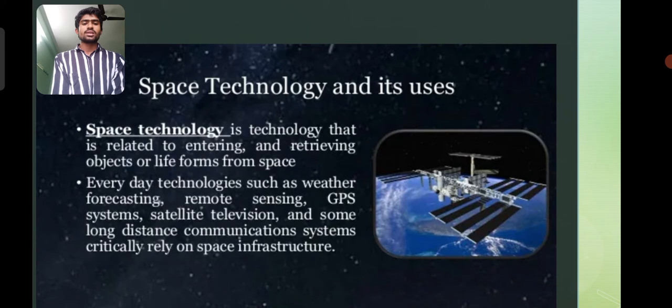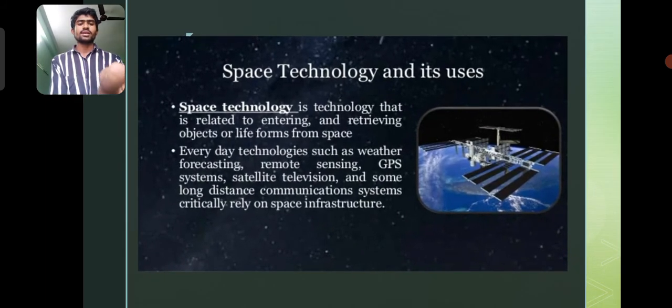And some long distance communication. The communication process is a long process. Although we are in India, we can easily talk with Americans without any disturbance or irritation with the help of satellite technology. Longer distance communication depends critically on space infrastructure. And these are the uses of space technology.